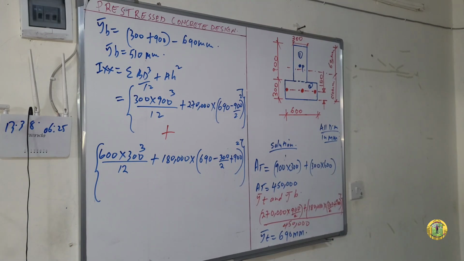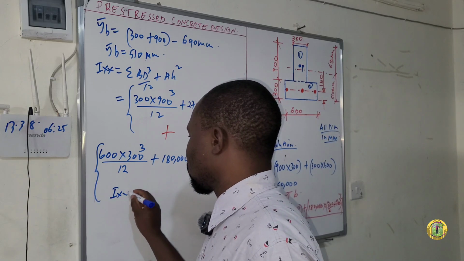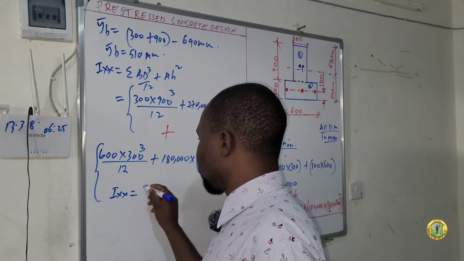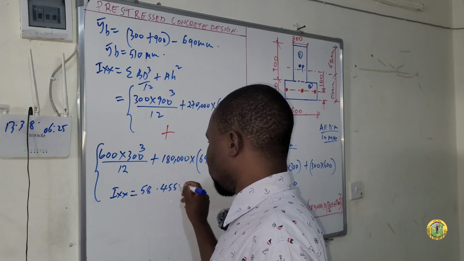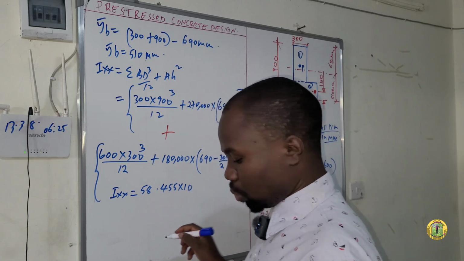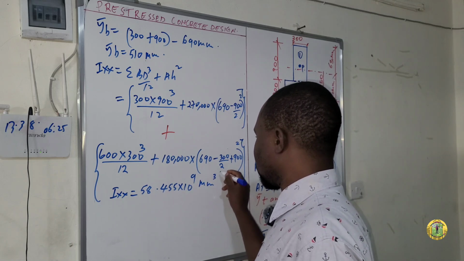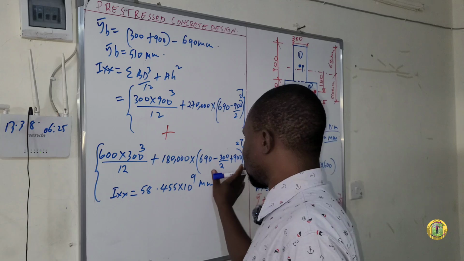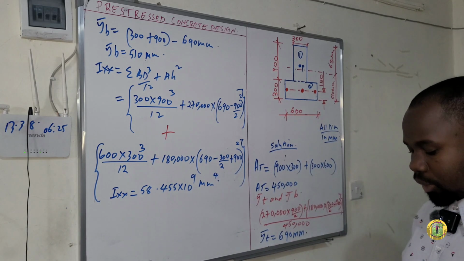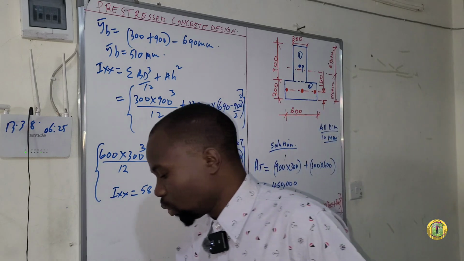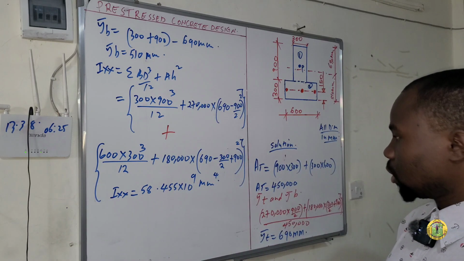So the answer is equal to IXX is equal to 58.455 times 10 to the power of 9, and this is millimeter to the power of 4, like that. After calculating IXX, we now proceed to what we call section modulus.